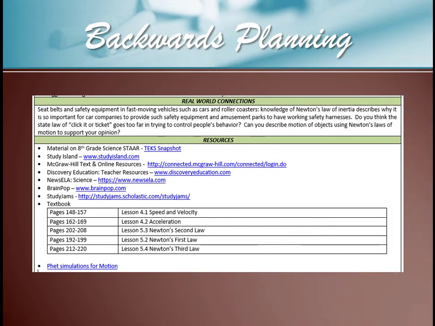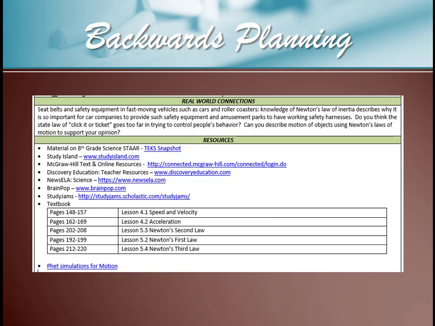Real-world connections that are easily applied with Newton's laws have to do with seat belts and safety equipment. You can make safety equipment into a debatable by bringing up, should we regulate people's behavior based on safety by having click it or ticket campaigns, or should we allow people to make their own choices based on their safety? And can you use Newton's laws of motion to support your opinion in this matter?